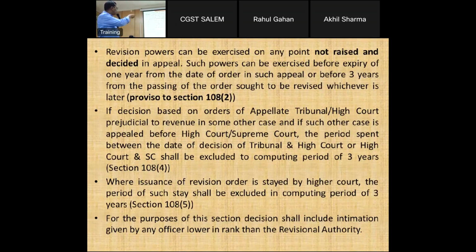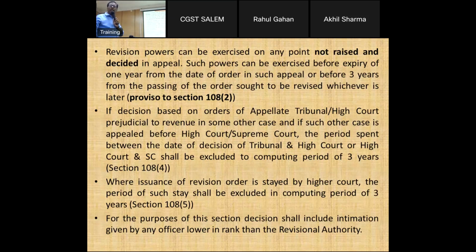For the tribunal, the 3 years shall exclude certain periods. If a decision is based on the orders of an appellate authority to review some other case, and that other case is appealed before the High Court or Supreme Court, the litigation period may be excluded. For example, take it as the tribunal: the party appealed to the tribunal on January 1st, and the decision is made only on December 20th. So from January 1st to December 20th, you don't have to include it in the 3 years period. Litigation period is excluded.